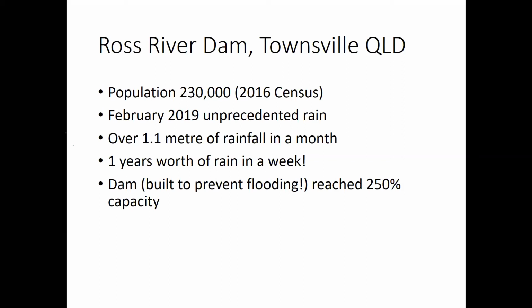This wasn't from this year, but 2019. The town of Townsville, Queensland, Eastern Australia, is quite a large city of 230,000 people. There was unprecedented rainfall: over 1 metre of rain fell in a month, and at one point a year's worth of rain fell in 1 week. Ironically, the dam built to prevent flooding became overfilled. It reached 2.5 times its capacity, and that became dangerous and liable to collapse.